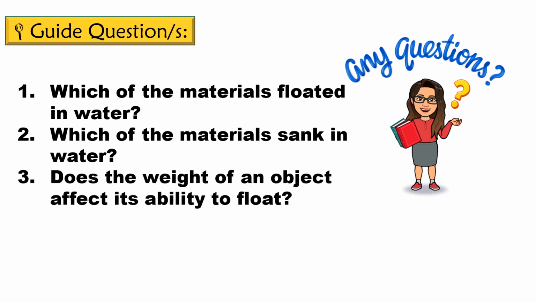Next question. Does the weight of an object affect its ability to float? What do you think? Yes, you're right. The weight of an object doesn't affect its ability to float or sink. For example, a plastic spoon is light, but it sinks in water. A boat is heavy, yet it floats. So, the weight of an object doesn't affect its ability to float.